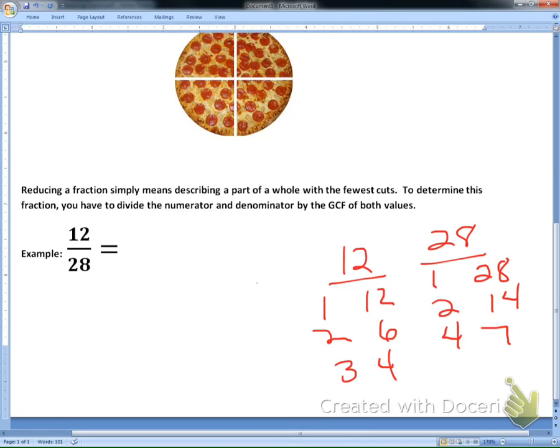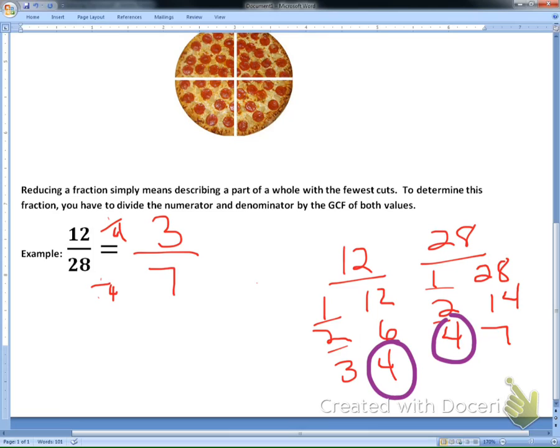So what is the greatest common factor? We have common factors, right? We know 1 and 2 both go into each, but the greatest common factor is the 4. So this is what you can do with your greatest common factor. You can use it to reduce a fraction all the way to its lowest terms. If we take 12 and divide it by 4, you get 3. And if you take 28 and divide it by 4, you get 7. So another way to describe the fraction 12 over 28 is 3/7.